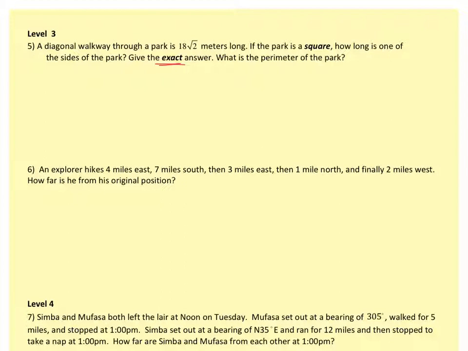So what we've got here is a park that is a square, and I know in a square I'm going to have all sides that are congruent. Now it says the diagonal through the parkway is 18 root 2 meters long, and it wants me to find out how long one of the sides is. So I'm going to label it X. Since it's a square, I know all sides are going to be equal.